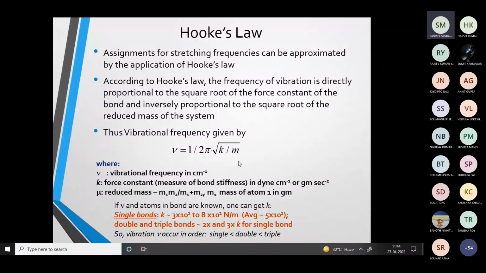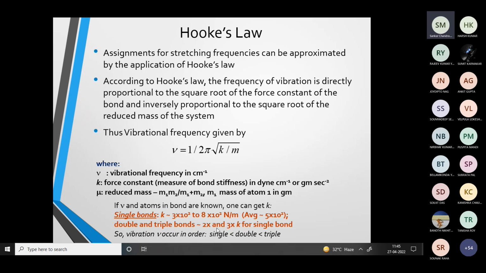So the higher the reduced mass, the lower the frequency, and the lower the reduced mass, the higher the frequency. So if you calculate the reduced mass of hydrogen, carbon, and carbon, then you can easily determine the frequency when the K value is given. The K value is 3 × 10^2 to 8 × 10^2 Newton per meter. Okay, this is for a single bond.